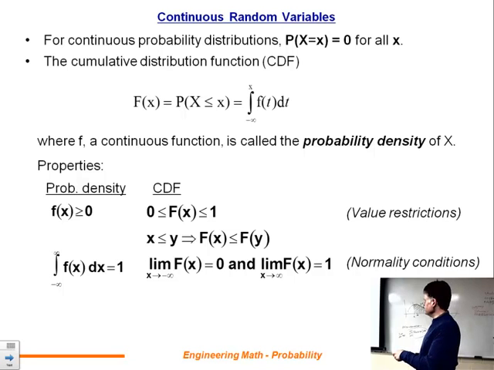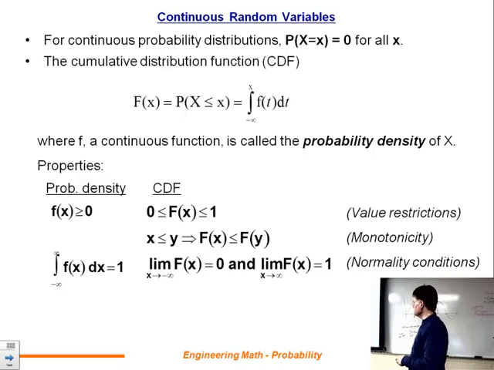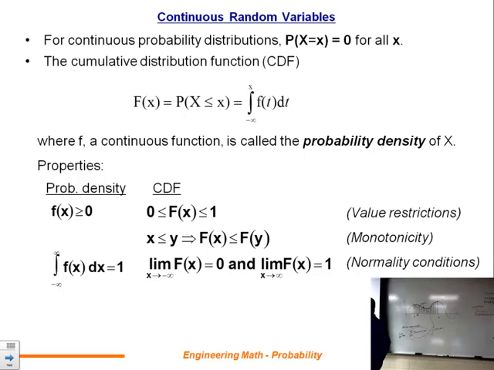For the CDF, the cumulative function, the value restriction is always between 0 and 1 because it's a probability. If x is less than or equal to y, then F of x is less than or equal to F of y. So as x increases, this thing has to increase. That's called monotonicity. F is monotone. And finally, the normality conditions: if we take the limit of this thing as x goes to minus infinity, we should get 0. So the probabilities diminish to 0. And if we take the limit as x goes to plus infinity, we get 1.